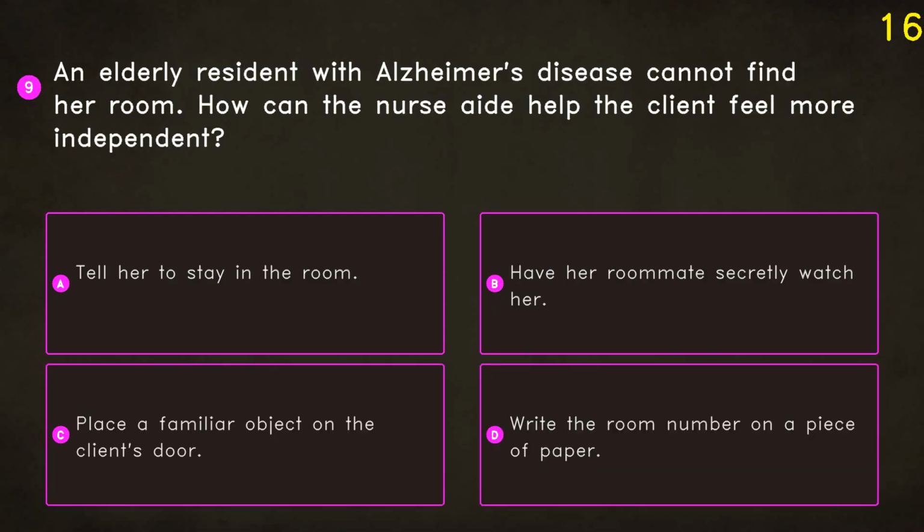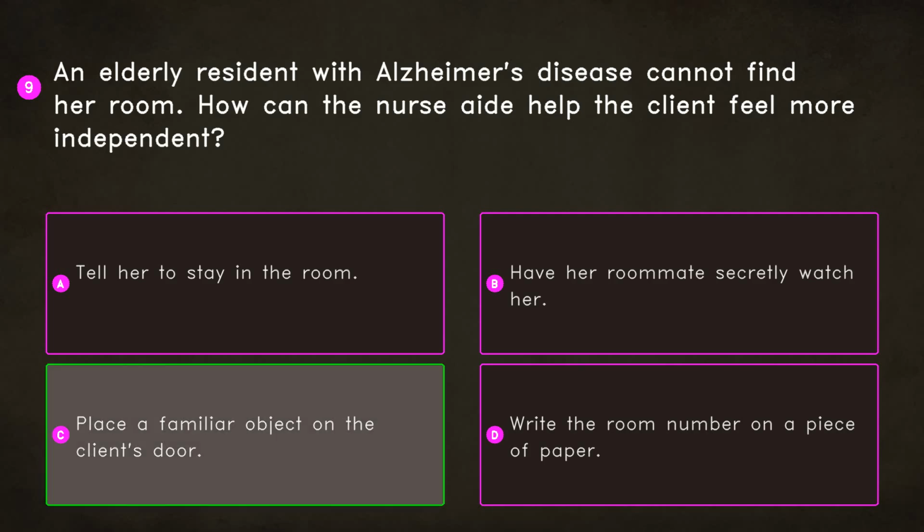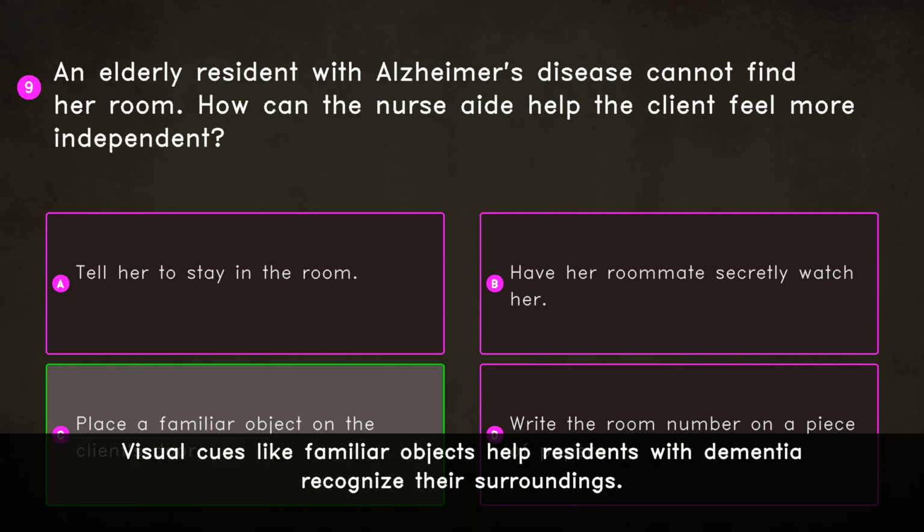Question 9. An elderly resident with Alzheimer's disease cannot find her room. How can the nurse aide help the client feel more independent? A. Tell her to stay in the room. B. Have her roommates secretly watch her. C. Place a familiar object on the client's door. D. Write the room number on a piece of paper. The correct answer is place a familiar object on the client's door. Visual cues like familiar objects help residents with dementia recognize their surroundings.